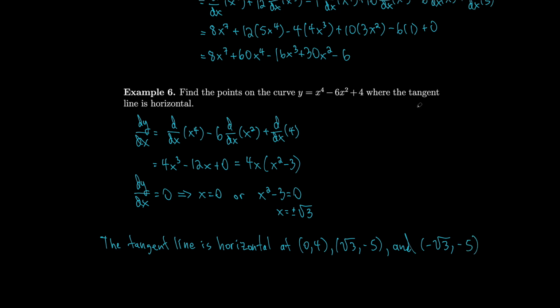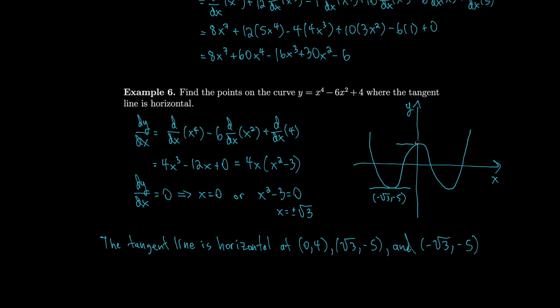Okay, if you were to graph this thing, it would look something like this. Very loosely. We should have a horizontal tangent line over here. That's at minus rad 3, minus 5. We should have a horizontal tangent line over here at 0, 4. That's this point over here, this point over there, and last point to be over here at rad 3, minus 5.